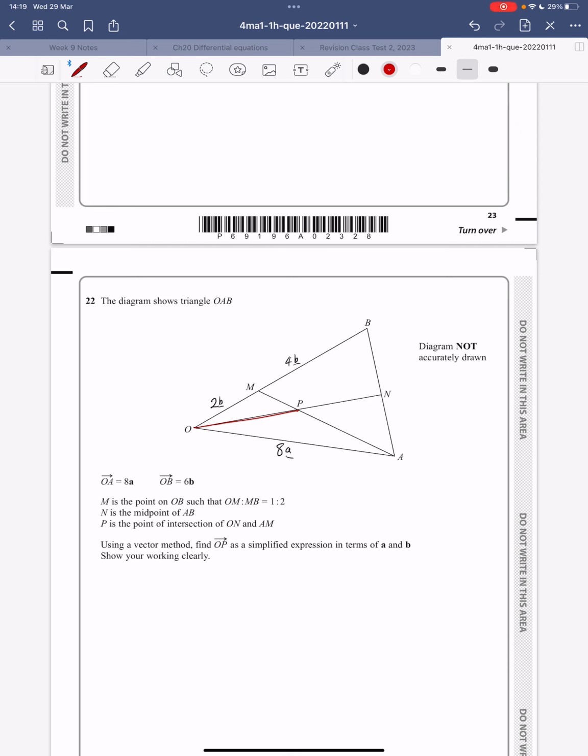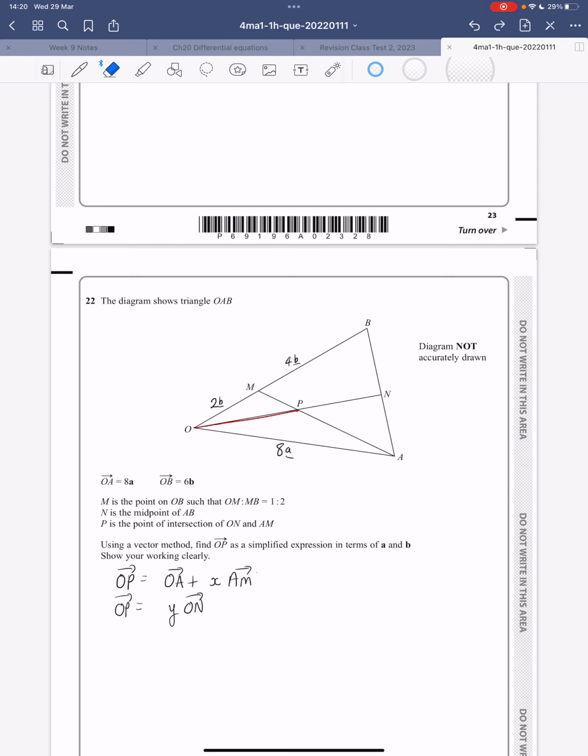Okay. So the way to do this, O to P is O to A plus a multiple of A to M. So O to P, we can go to A first of all, and then we can have, think of a letter, I'll use X, lots of A to M. O to P is also a multiple of O to N.